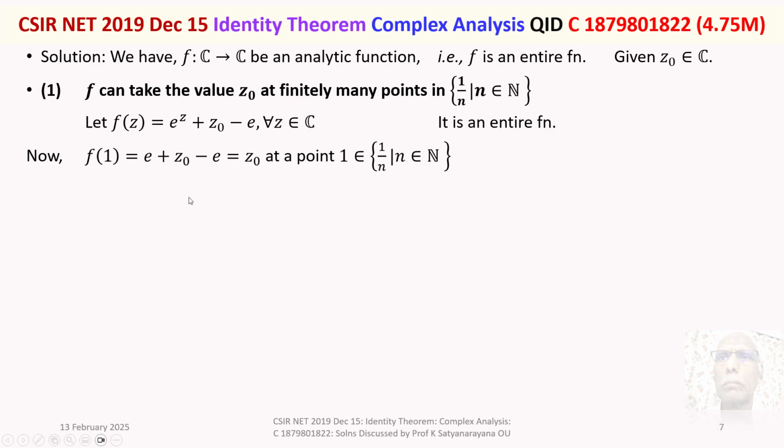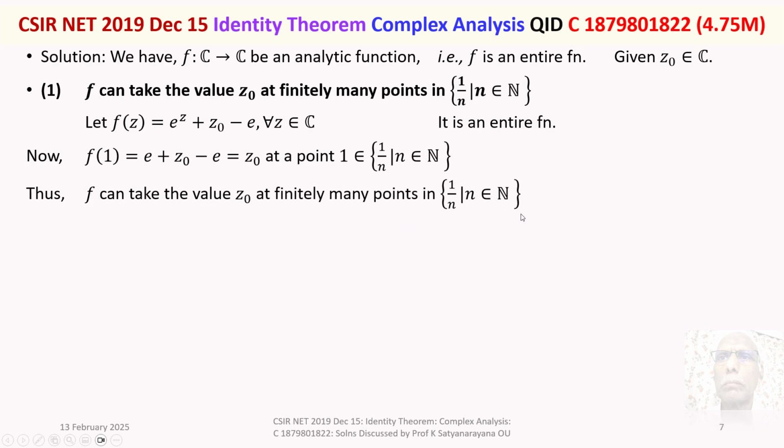And further, for any other 1 by n, n not equal to 1, f of 1 by n is e power 1 by n plus z naught minus e, which is not equal to z naught. So that means f of z is not taking the value z naught at any other point except at 1. So f is taking the value z naught at finitely many points of this set. So f can take the value z naught at finitely many points in this set. So the option 1 is true.